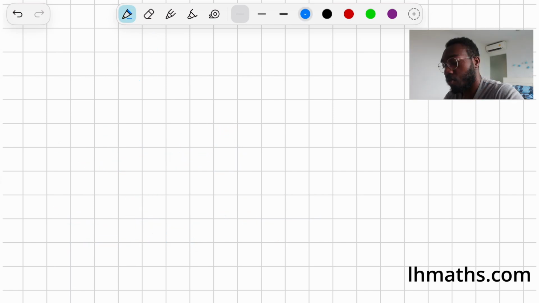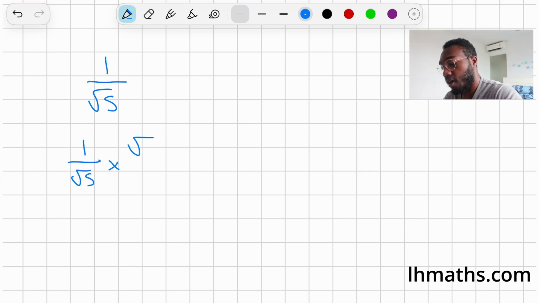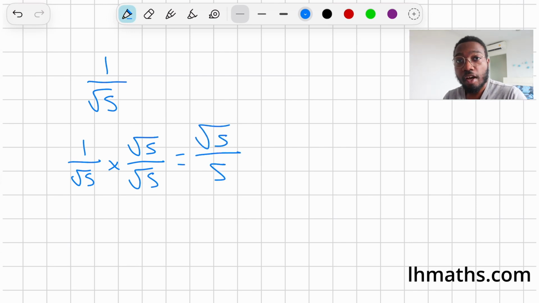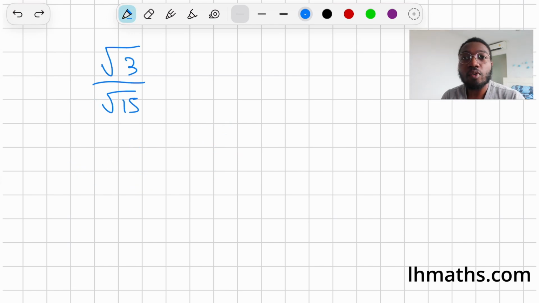Okay, so let's do 1 over root 5. If we rationalize the denominator, we would get 1 over root 5 times root 5 over root 5, which would give us root 5 over 5. Now for this question, we have root 3 over root 15.